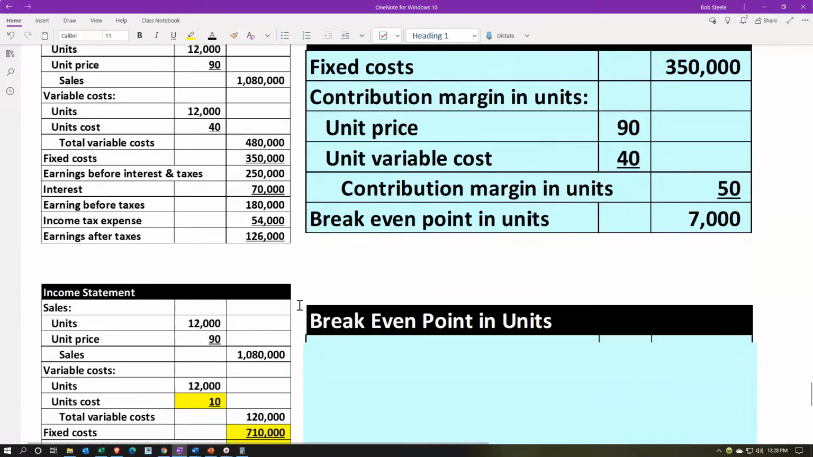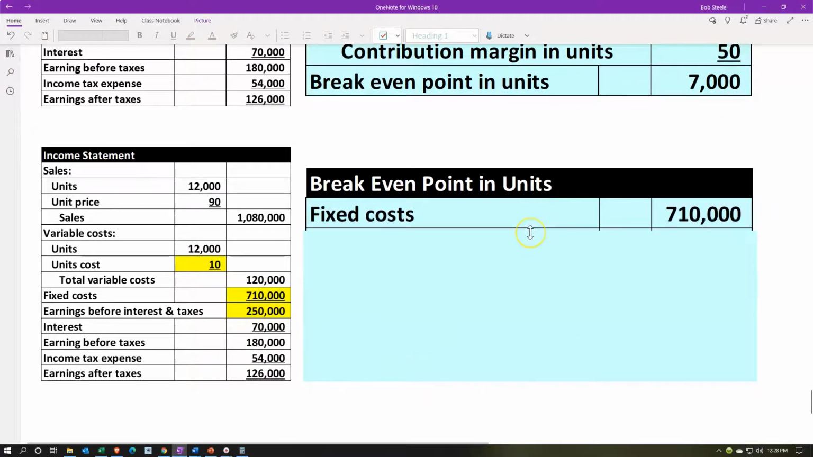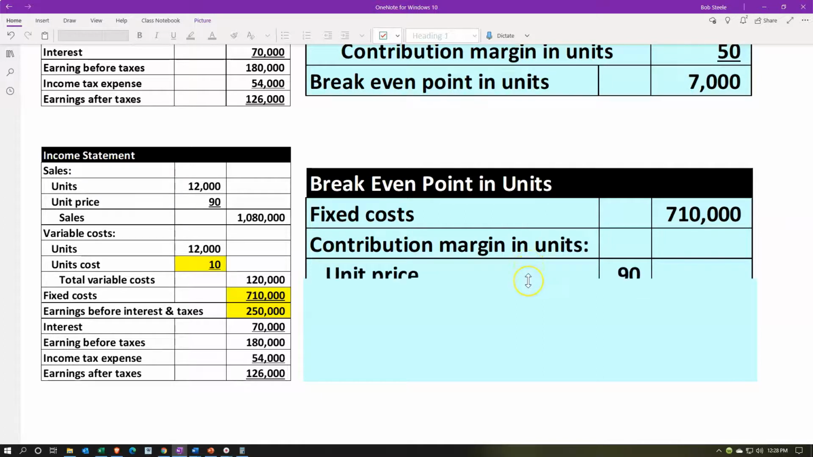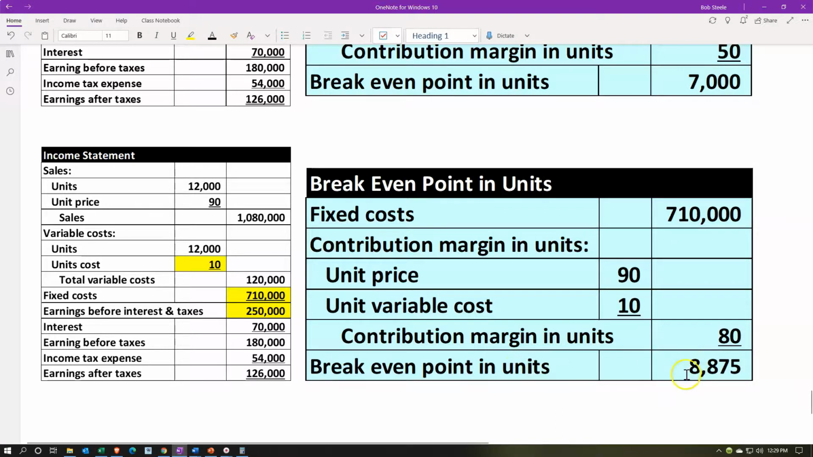Now in the second scenario, you can see that we increased the fixed cost in relation to the variable costs, resulting in the same operating income. What happens to the break-even point? The fixed costs are now at the 710,000. For the contribution margin per unit, the price is $90, stayed the same, but now the unit cost is $10. So the contribution margin is now 80. And if we take the 710 divided by 80, we would have to produce more units to get to that break-even point, which would be 8,875.